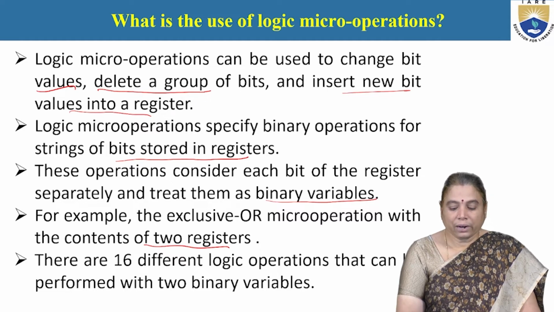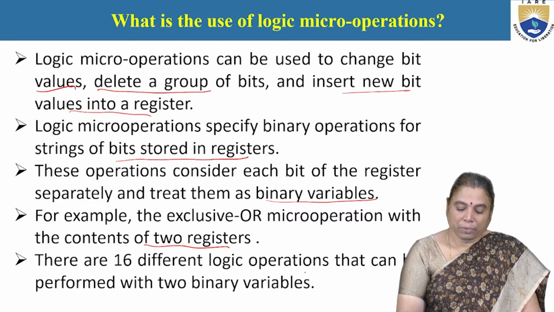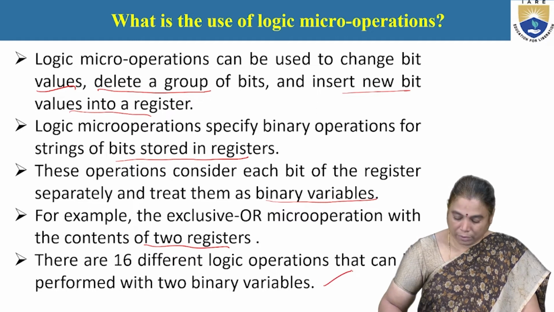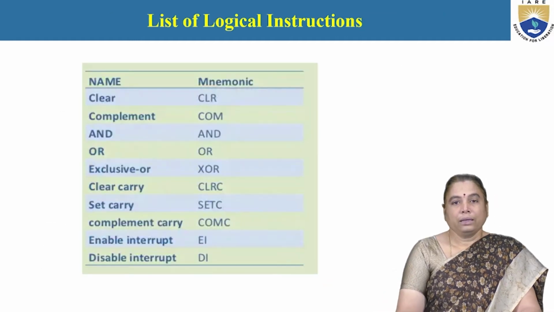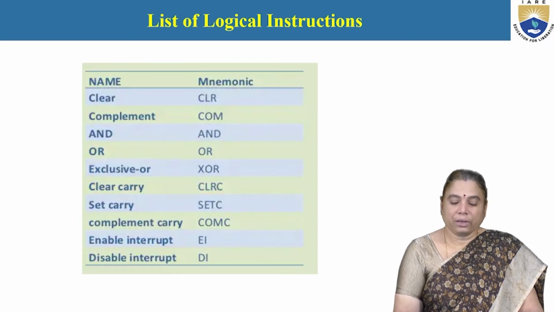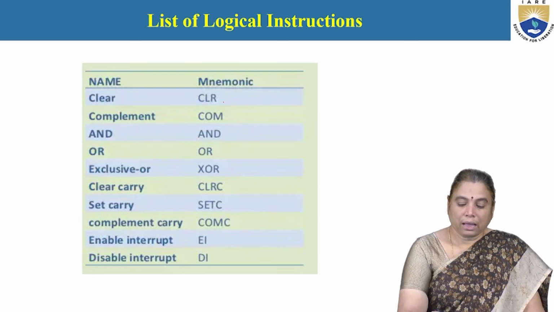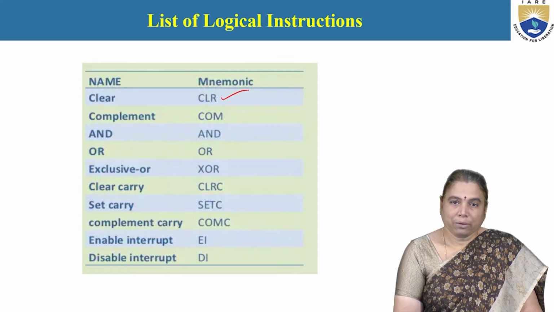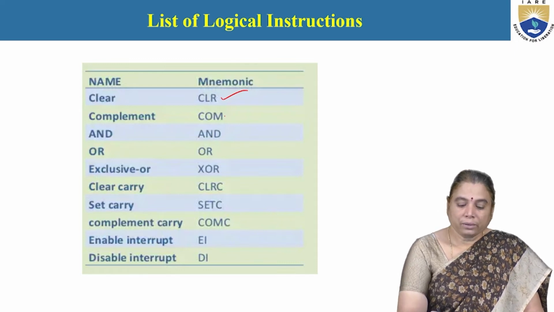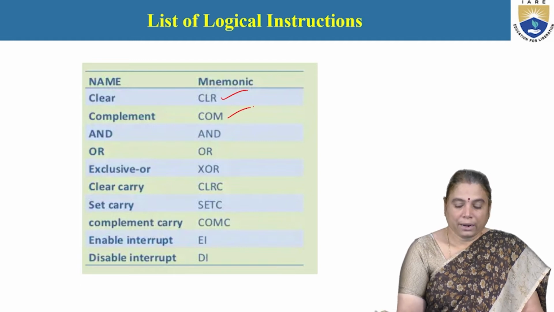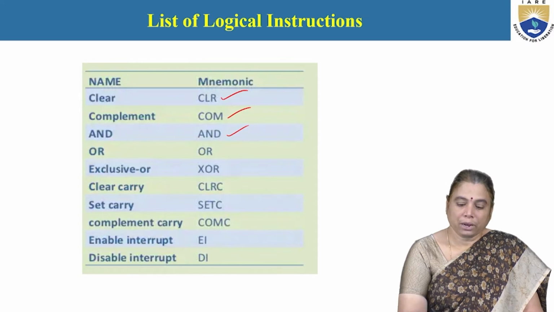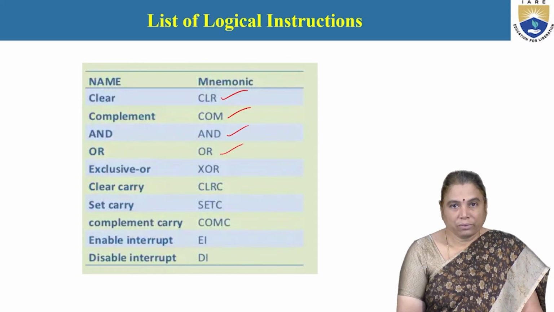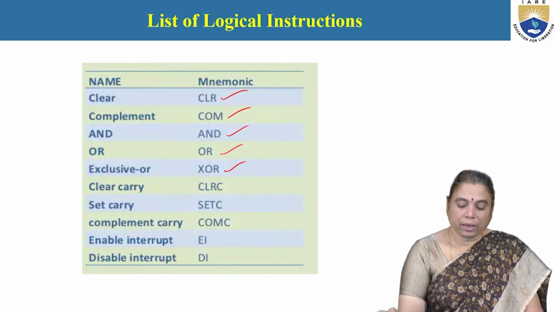There are 16 different logical operations that can be performed with two binary variables. And here is the list of various logical micro operations. To clear, that is storing a zero value in the specified register, the CLR mnemonic can be used. To complement, COM. To perform the AND logical operation, AND. To perform the OR logical operation, OR. To perform the exclusive OR operation, XOR.